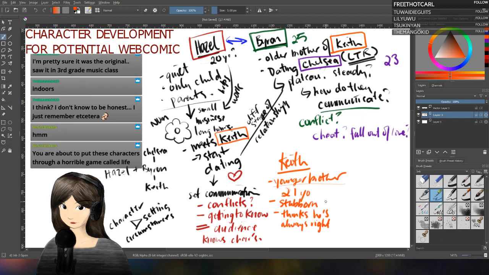And that's how you develop characters. You take a character and then just dump it in a situation and see what happens, see how they react. And that's how you get to know them.